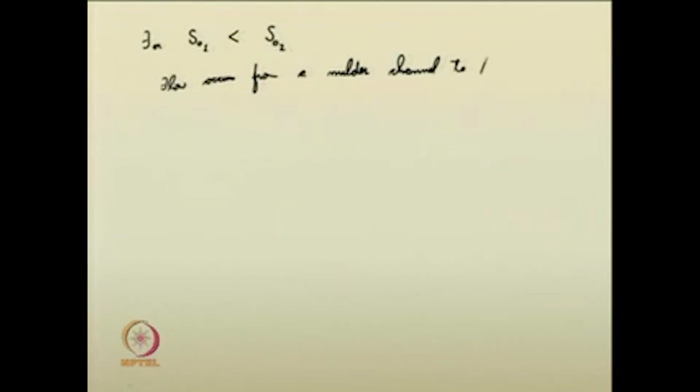So, next situation, what can you visualize? The next case is for the bed slope S01 of channel 1 less than the bed slope of the next channel, channel 2, that is S02. So, that is the flow here occurs from a milder channel to a mild channel. Fine.